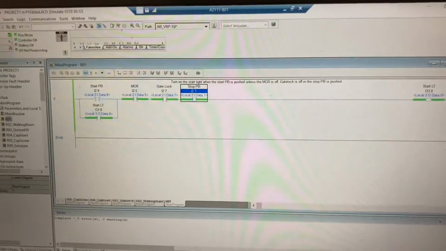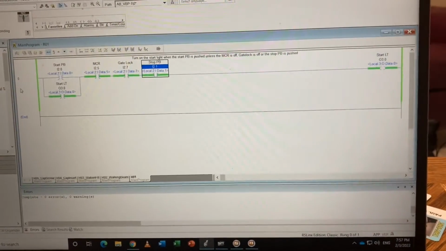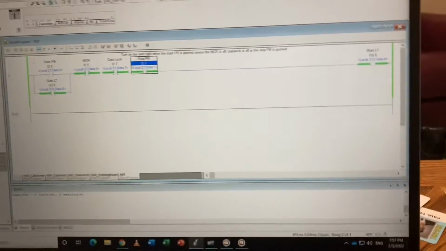In the first subroutine, I have code to turn on the start light when the start push button is pushed, unless the MCR is off, the gate lock is off, or the stop push button is pressed.